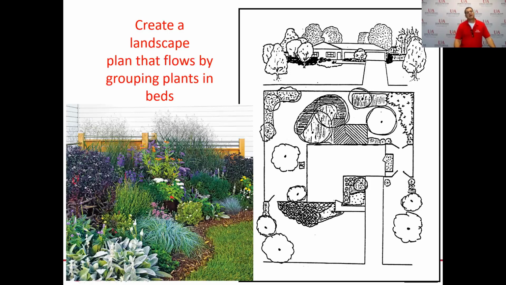You want to create a landscape plan that flows by grouping plants in beds. And when I say grouping plants, I mean doing groups of 3s and 5s. It's going to make more of an impact versus just a single plant of a single species. That's only going to be used when you're doing a specimen plant. That's usually larger. And again, I go back to being master gardeners, you want one of everything.